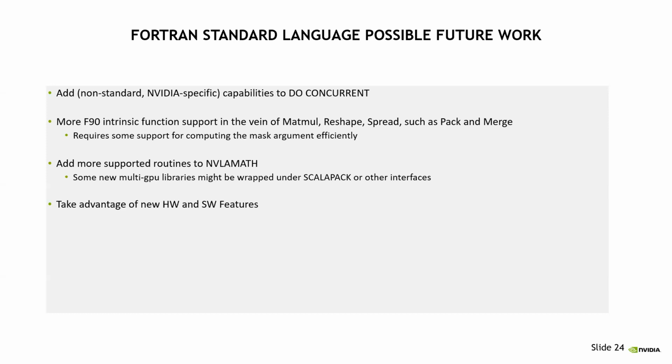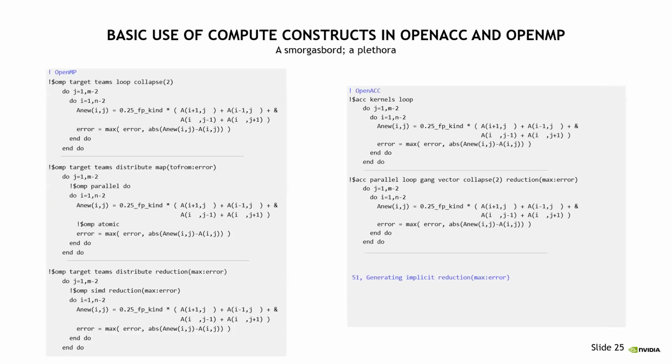So there's some possible future work, more work on do concurrent to add non-standard capabilities. We have more F90 intrinsic support coming along. I'm working on pack, as I mentioned, and merge; operations like that will run fast on a GPU. We'll add more routines to NVLA-math and continue to take advantage of hardware and software.